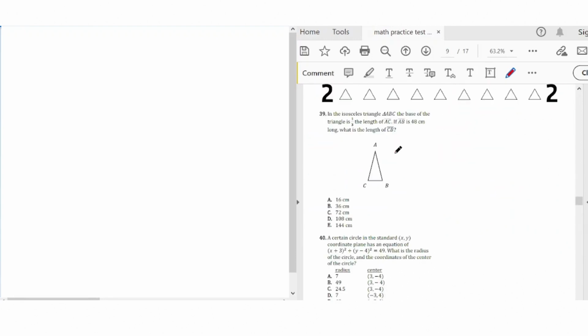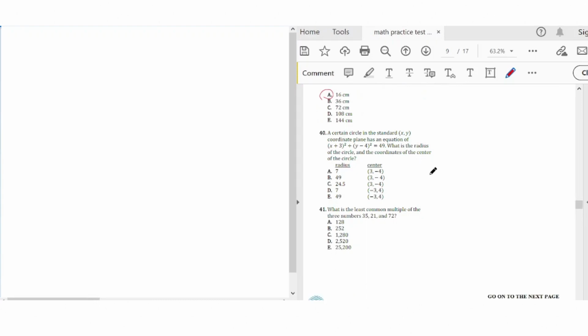Okay, 39. We got an isosceles triangle here. We know that the base of triangle ABC is 1/3 the length of AC. If AB is 48 centimeters long, what is the length of CB? Well, remember, this is an isosceles triangle, so AB is equal in length to AC. Therefore, since AB is 48, AC is also 48. So CB is going to be 1/3 of 48 centimeters, which is going to be 16 centimeters. And A is our answer for 39.